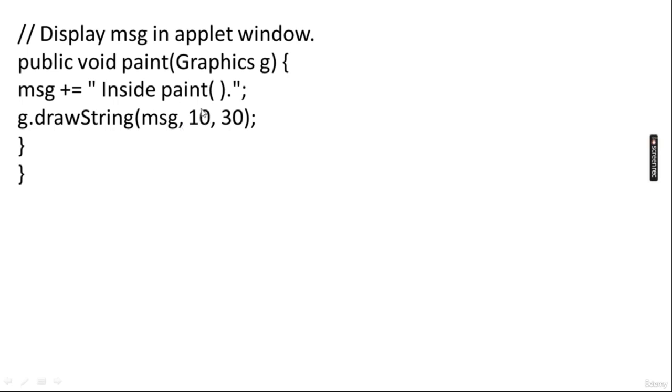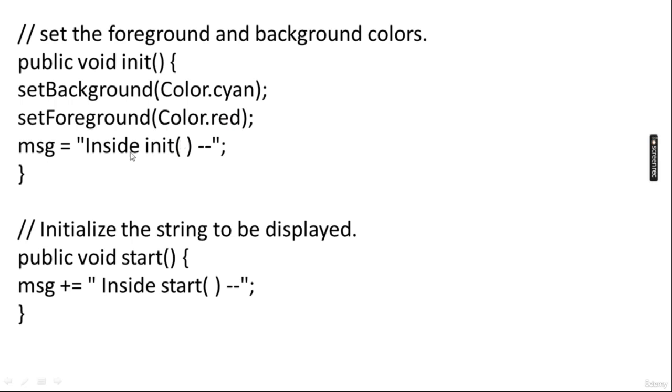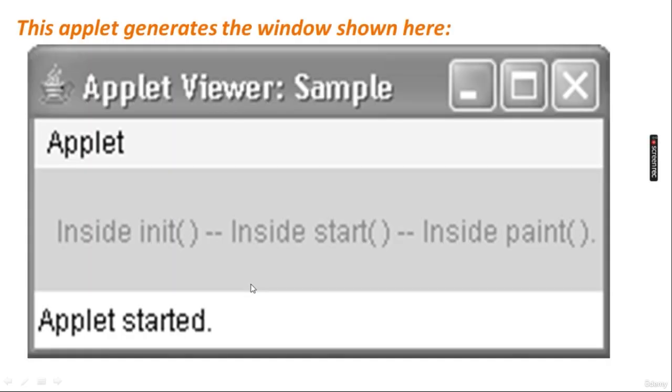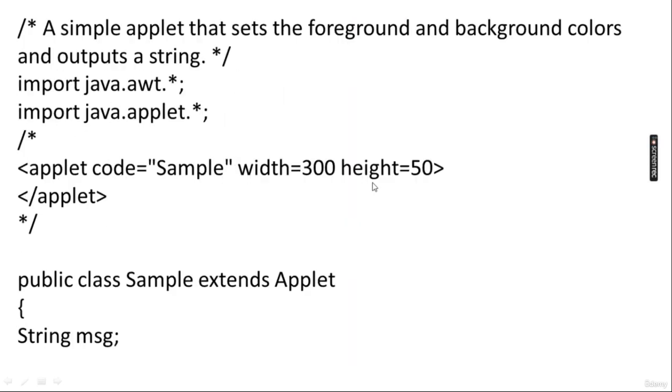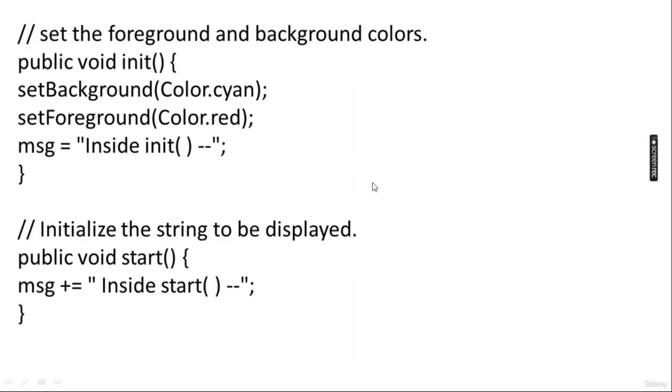And drawString displays the message at x coordinate 10, y coordinate 30. So which message will be displayed? "Inside init -- Inside start -- Inside paint." Okay, inside init, inside start, inside paint. And that is the background color provided, that is the cyan color.